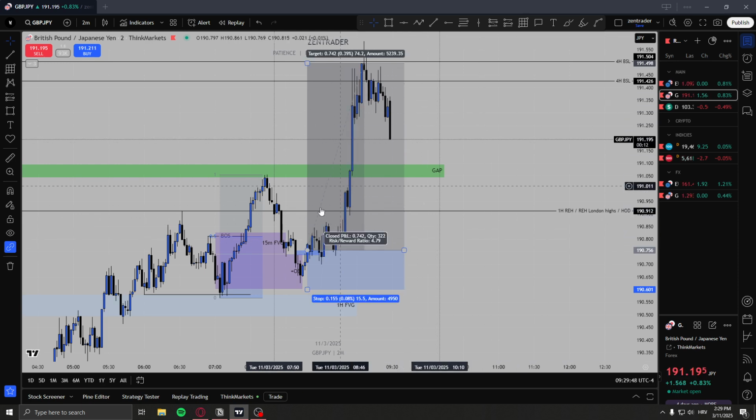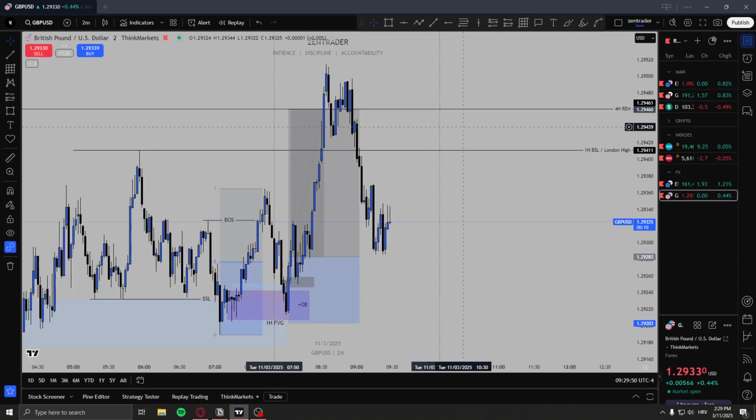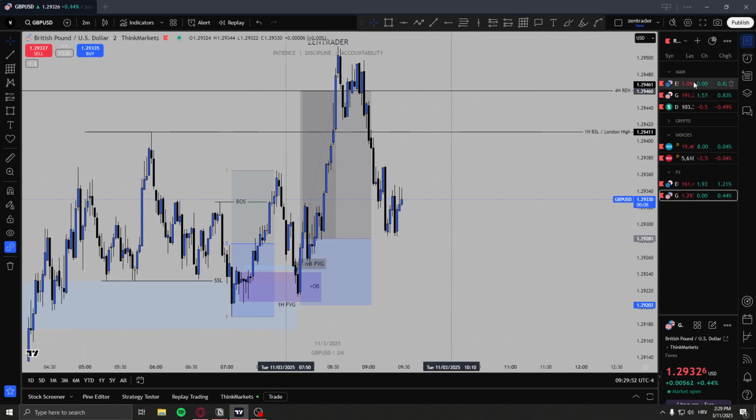Now, why I didn't take this setup? Because I took this setup. Okay. Now let's see what we have here.